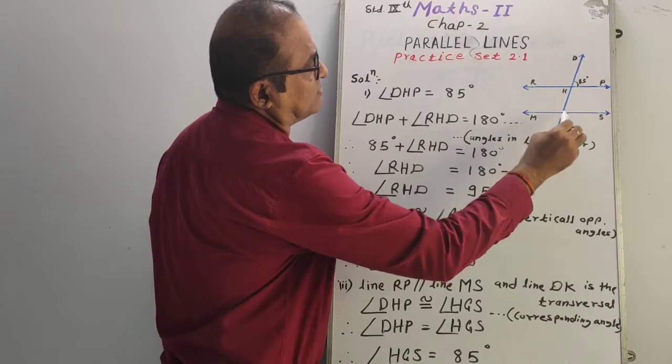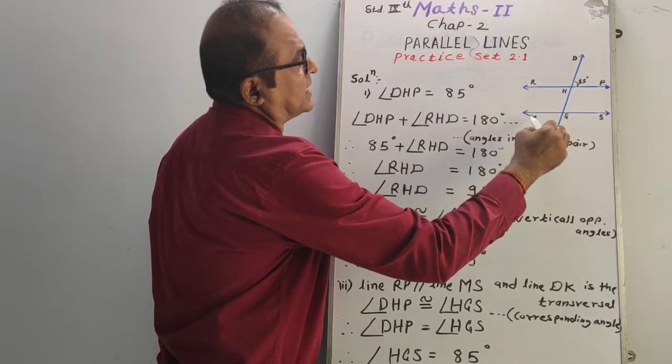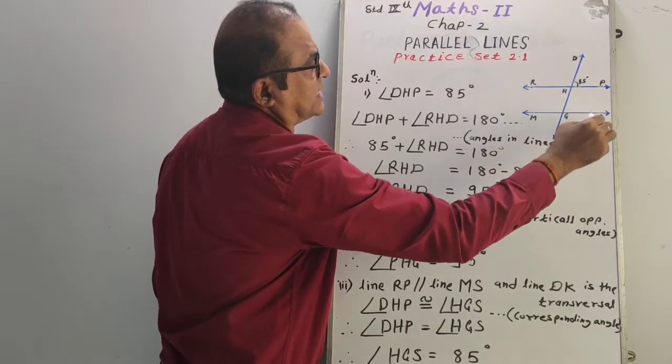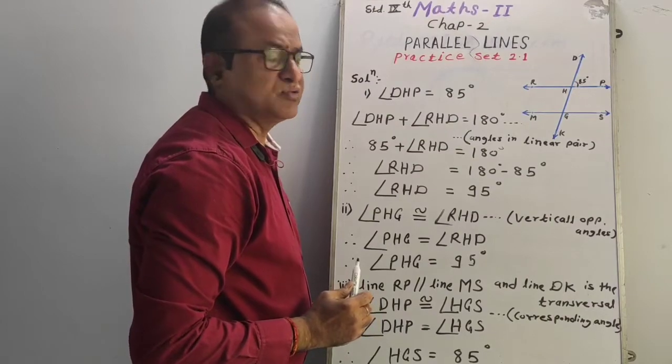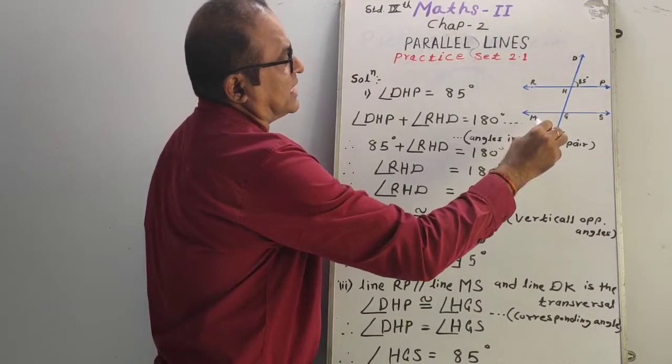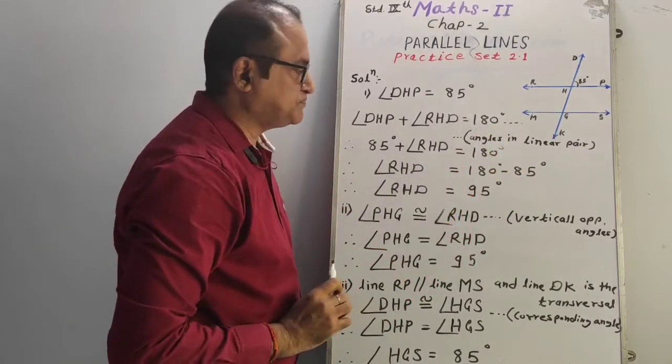Fourth angle, MGK. Here, angle MGK and angle HGS are vertically opposite angles, and vertically opposite angles are congruent. Therefore, angle MGK can also be found by vertically opposite angles.